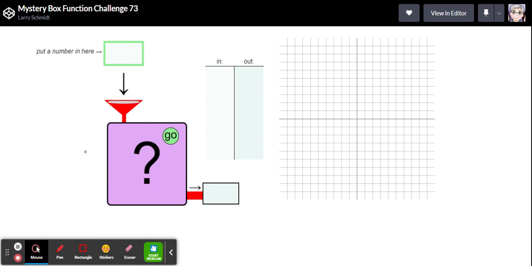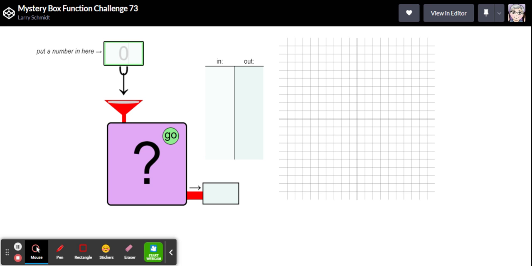Your challenge today is to find the mystery math that's inside this purple mystery box. You can do that by pausing the video, clicking the link in the description, and then putting in as many numbers as you like at the top and seeing how they come out changed at the bottom. When you've got a good guess about what's inside the mystery box, come on back and see if I get what you get. All right, let's begin.